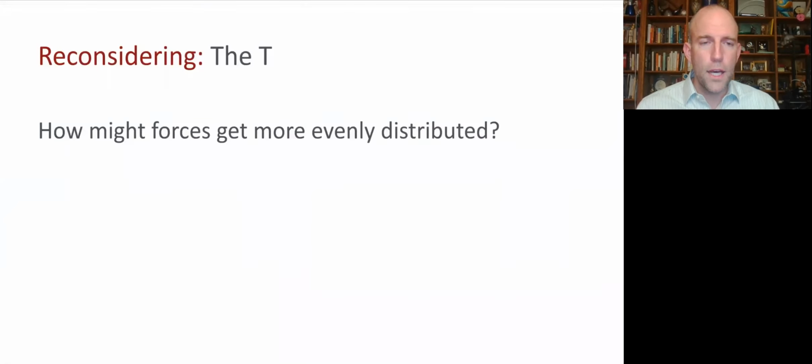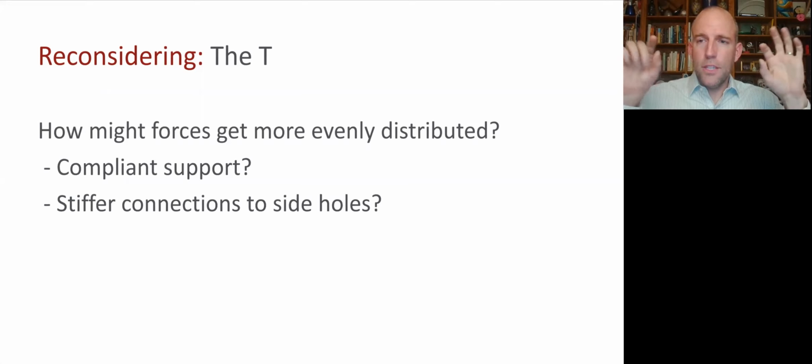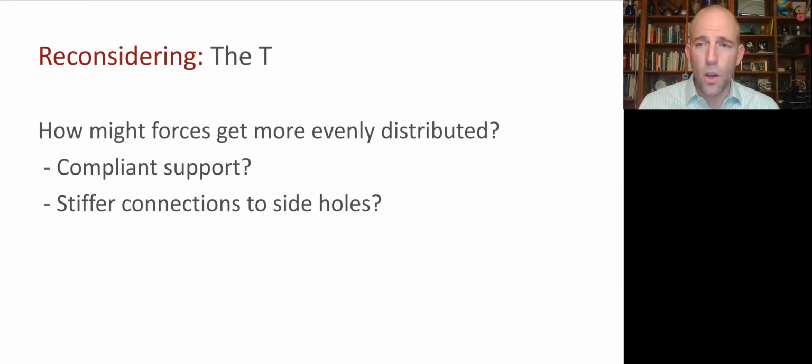So what if we changed the T? How could we get those forces to be more evenly distributed? Well, one way to do it is to make the supports even more compliant, so that if the pegs are really squishy compared to the T, then the T can displace quite a bit, and it can bend up a little bit, and still get pretty big forces in the vertical direction at each of those points. Or we could make the connection between that bottom center hole and the top right and left holes stiffer.